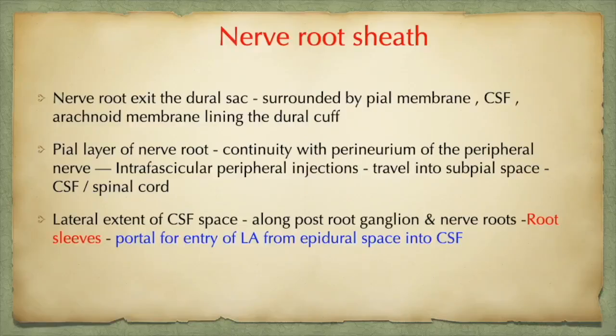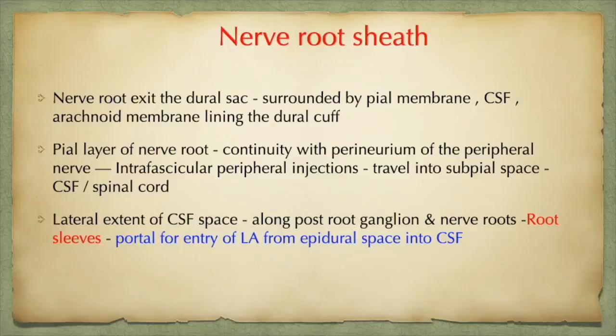As the spinal nerve root exits the dural sac, it carries along a layer of the pia membrane, CSF, and the arachnoid membrane lining the dural cuff. This pial layer of the spinal nerve root is usually continuous with the perineurium of the peripheral nerve. Accidentally, when you inject a local anesthetic in the brachial plexus into the intrafascicular plane, it can travel into the subpial space, thereby reaching the CSF and the cervical part of the spinal cord, resulting in spinal anesthesia.